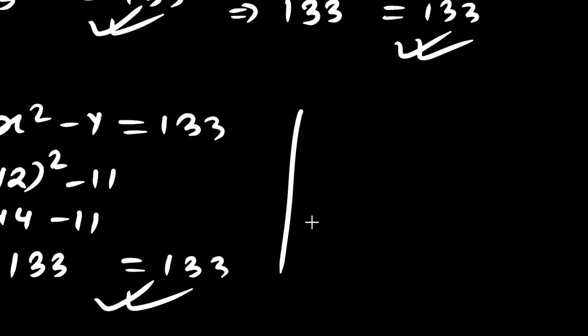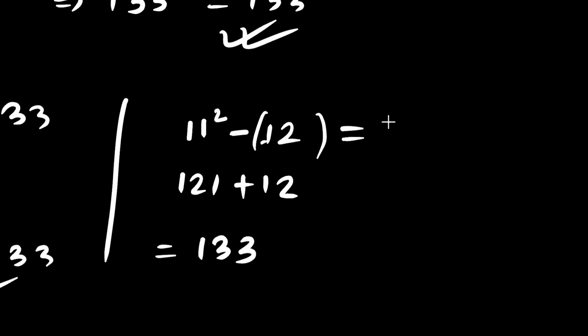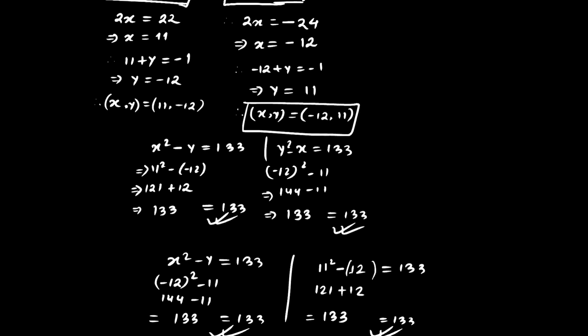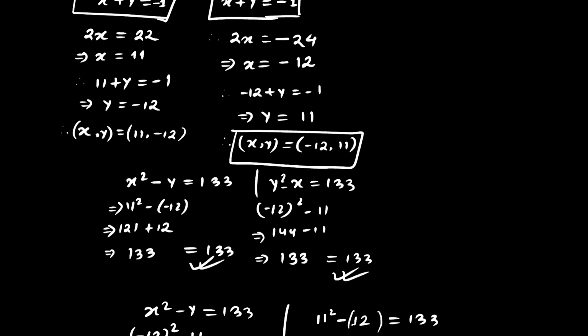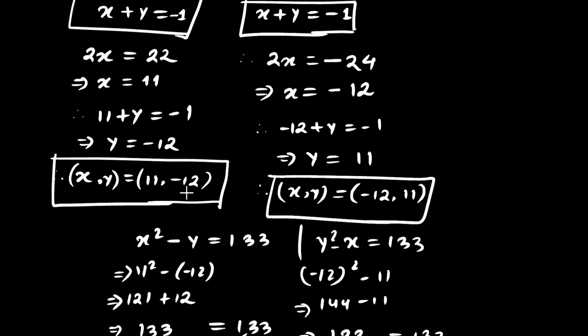Then, 11 squared is 121, and subtracting negative 12 means adding 12. 121 plus 12 equals 133, so the second equation is also satisfied. Since both equations are true in both cases, our final answers are x equals 11, y equals negative 12, and x equals negative 12, y equals 11.